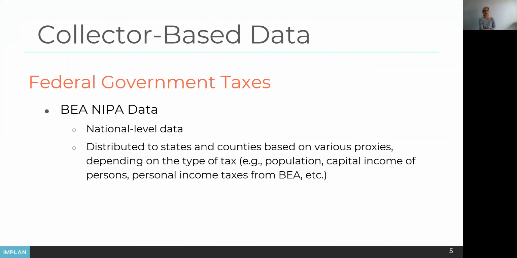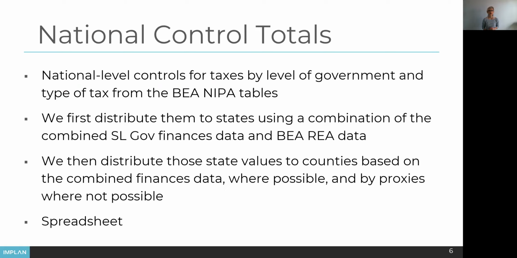Okay, so that was state and local. For federal government, the Bureau of Economic Analysis has NIPA tables, National Income and Product Accounts tables, that have an amazing amount of data, but only at the national level. And so we get those from that data source and we distribute them to states and counties based on various proxies, again, depending on the type of tax. So in some cases we use population, capital income of persons, personal income taxes that we get from other BEA tables, in particular their regional economic accounts table. We have some personal income taxes at the state level. We can use that. So that's our collector-based data.